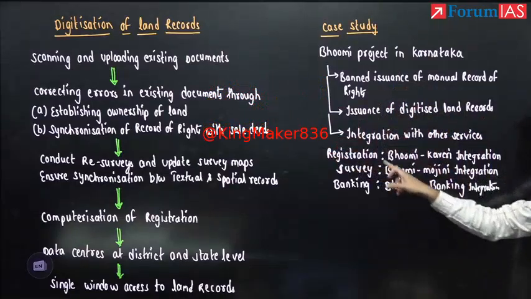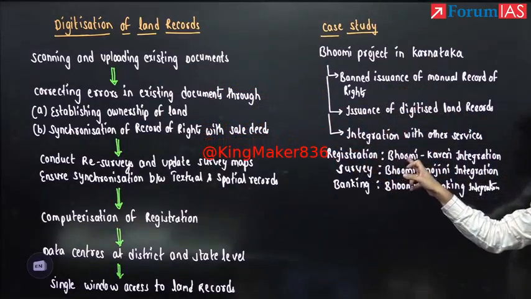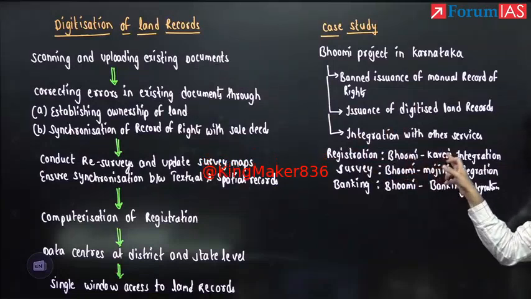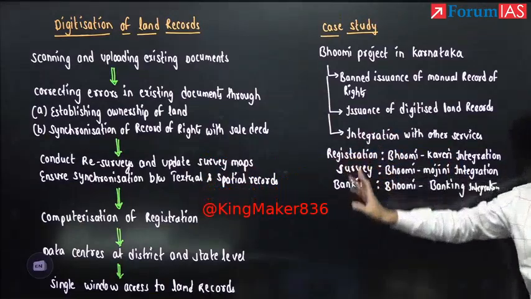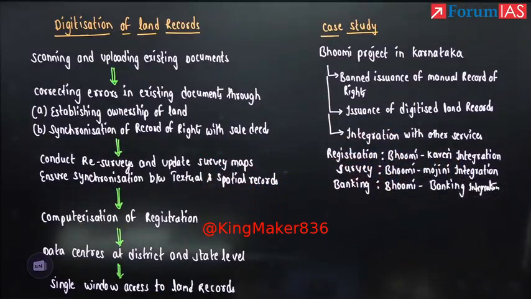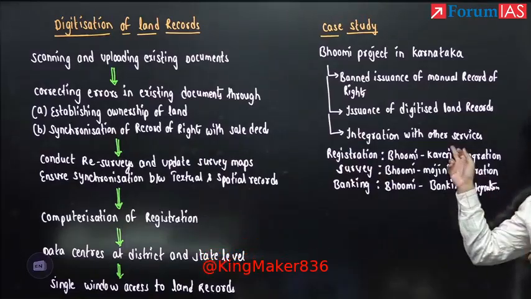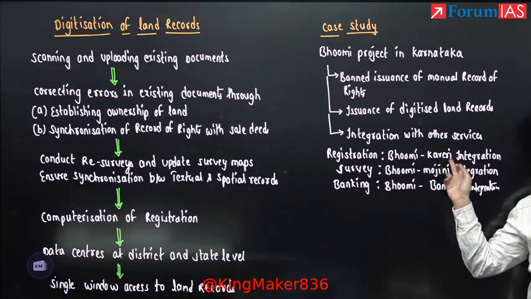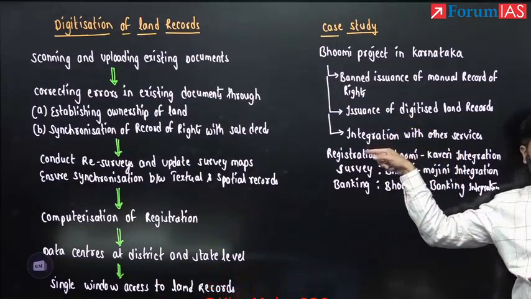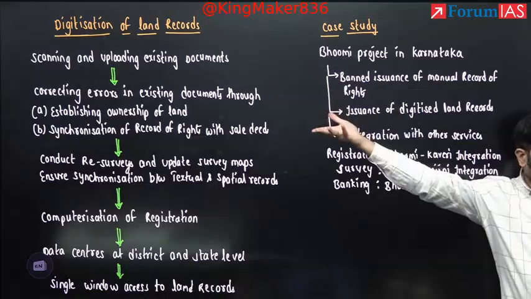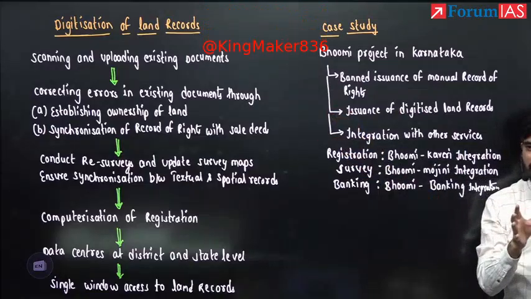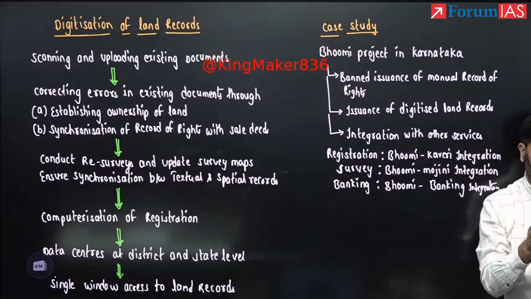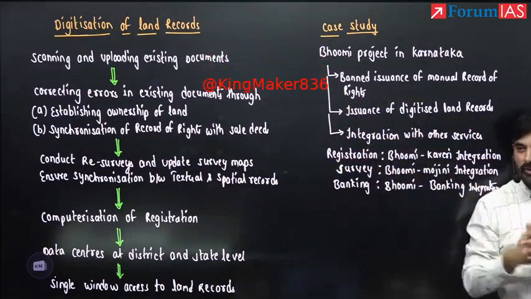Example being, the Bhumi portal is integrated with another portal called Kaveri. This Kaveri portal is for what? Registration. As soon as you register a transaction, that transaction is captured on which portal? Kaveri portal. And that portal will immediately be connected to the Bhumi portal, and the Bhumi portal will get updated accordingly. Registration is digitized, and not just digitized, it is integrated with the Bhumi portal.